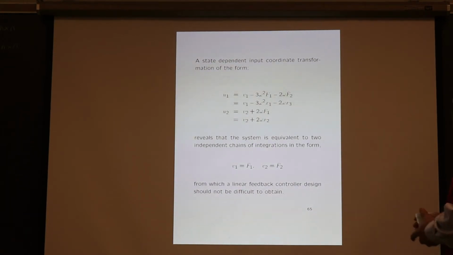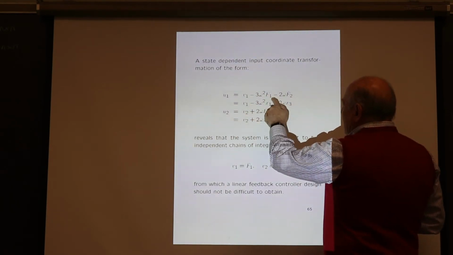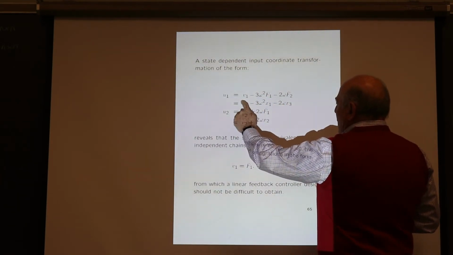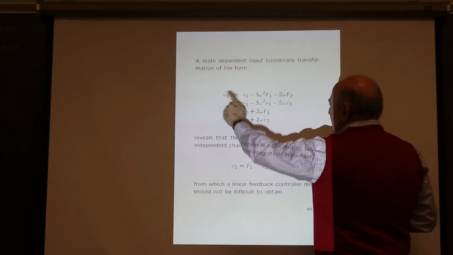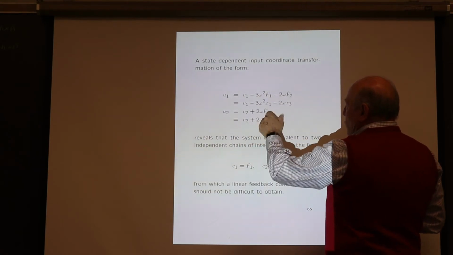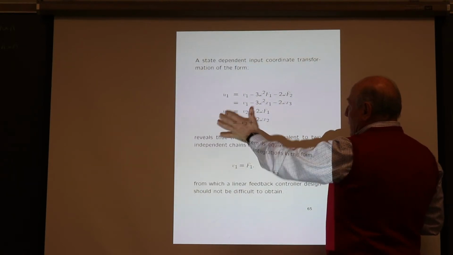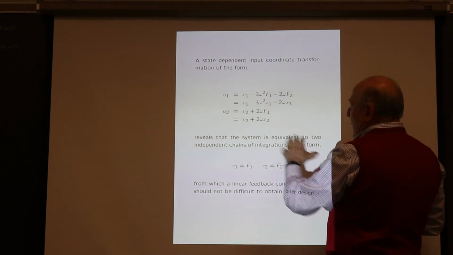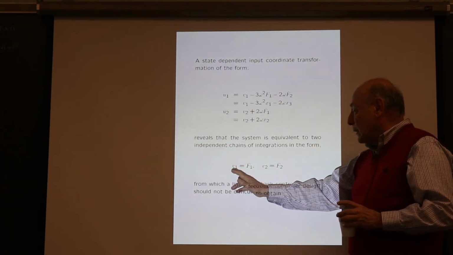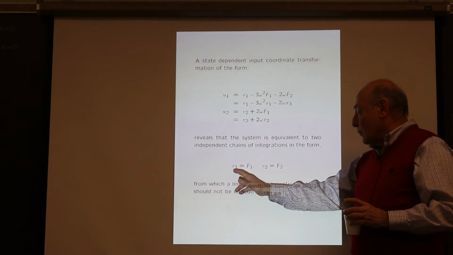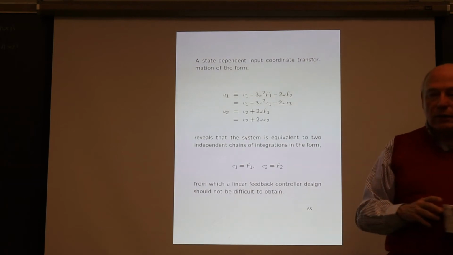So you can redefine your control inputs by means of a state-dependent input coordinate transformation. When you do this for u1 and u2, you put an auxiliary input v1 here and auxiliary input v2 here. You eliminate the influence of the first flat output on the parameterization of u2 by the second flat output, and you will obtain two chains of integrations which are independent in the auxiliary inputs v1 and v2. So you have two chains of second order integrators.